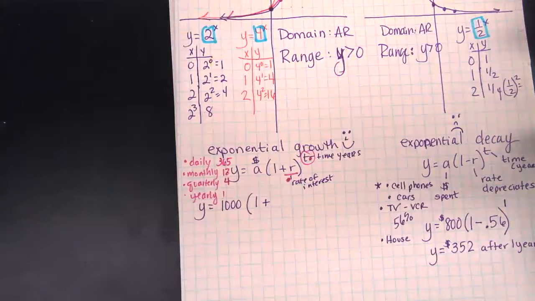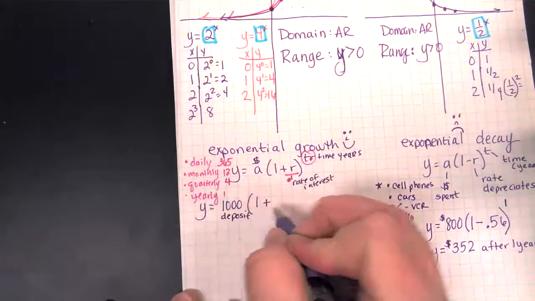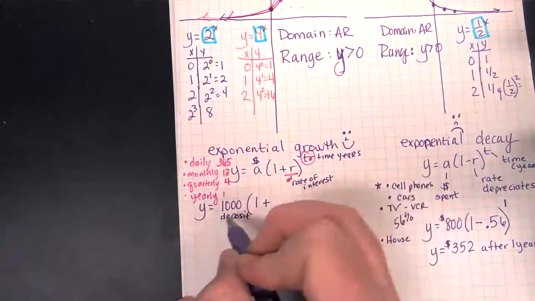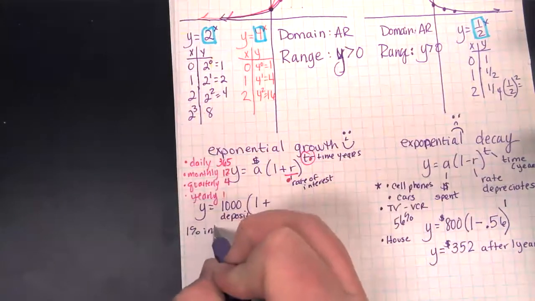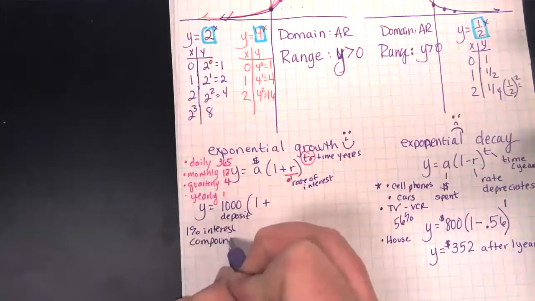Okay, so let me give you $1,000 as your deposit. We put it in the bank for 1% interest, compounded. I'm going to do daily.